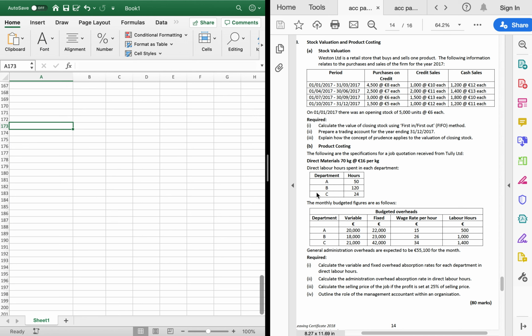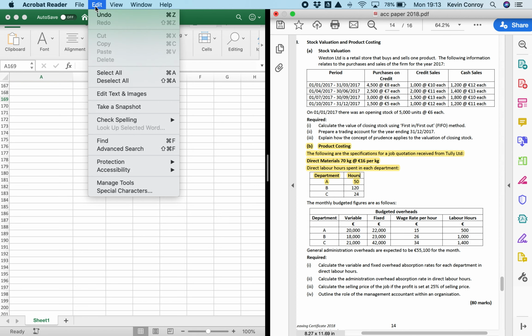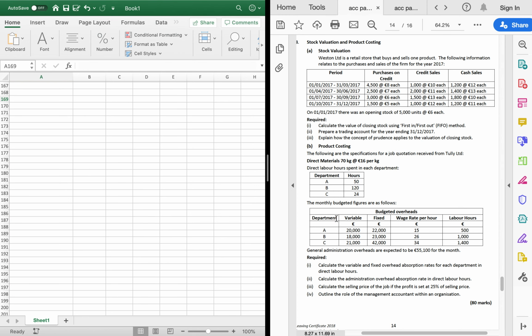This is where you have to do a shorter version. So these ones are even easier. And you could probably have a go at doing these even if you didn't have a notion what to do, just by reading the questions carefully. What you're given is the details of a job, which is this bit as far as here. So you've got this job that's going to take 50 hours for Department A, 120 for Department B, and 24 for Department C. You're given the monthly costs for fixed and variable overheads, and then you're asked to calculate a few different things.